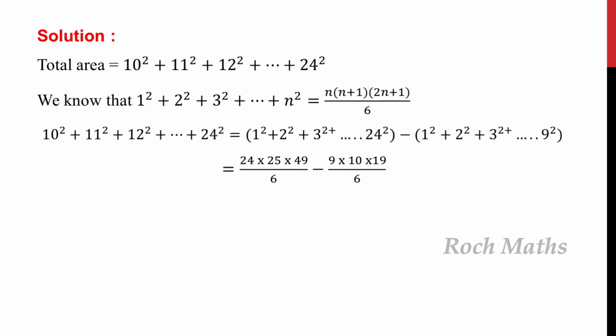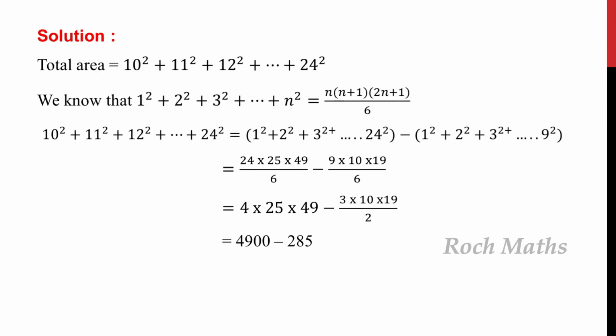N value is 24. N plus 1 is 25. 2n, 2 24s are 48 plus 1 is 49. Like that we can calculate the remaining. Now we can cut 6 and 24 by 6 table. 4 6s are 24. The same way we can cut 9 and 6 by 3 table. 3 3s are 9 and 2 3s are 6. And in the second calculation, we can cut 10 and 2 by 2 table. 5 2s are 10.